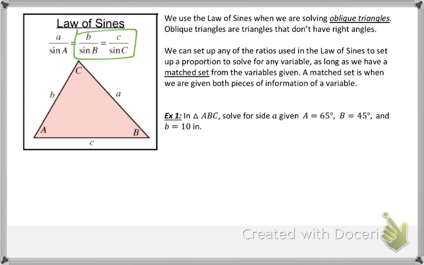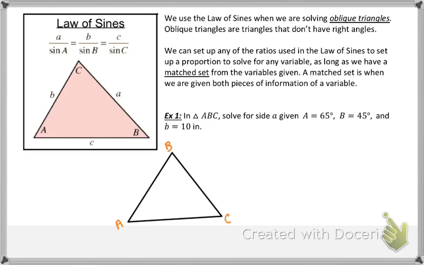So let's take a look at an example. In triangle ABC, we want to solve for side a, given that angle A is 65 degrees, angle B is 45 degrees, and the length of side b is 10 inches. So let's draw a picture. Let's draw a diagram. And I'm just going to draw any triangle, not drawn to scale. And I'm going to label it ABC.